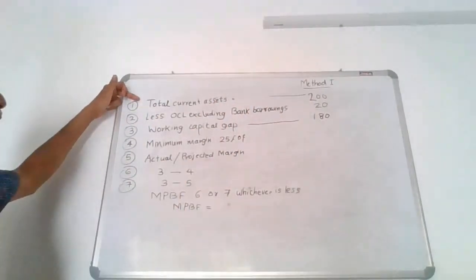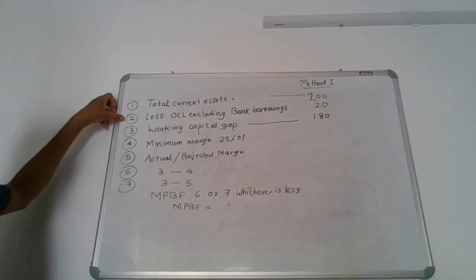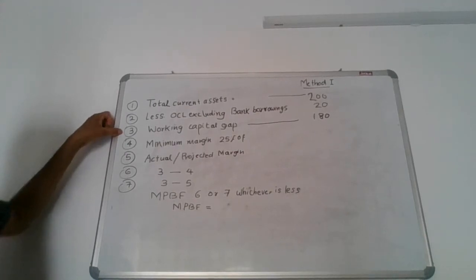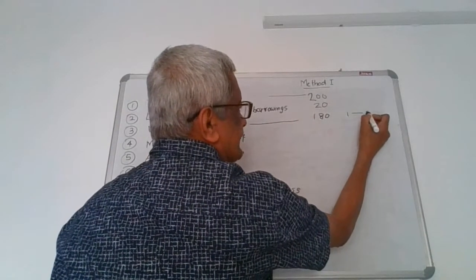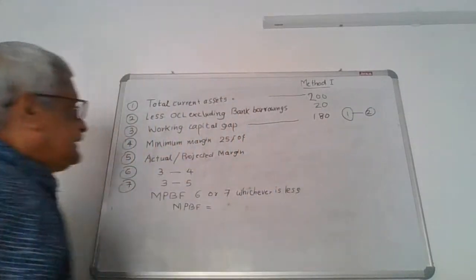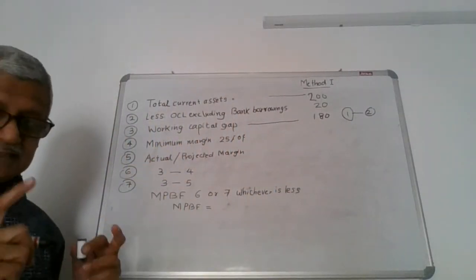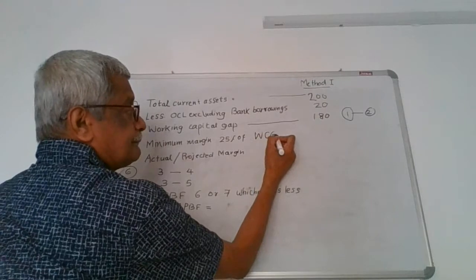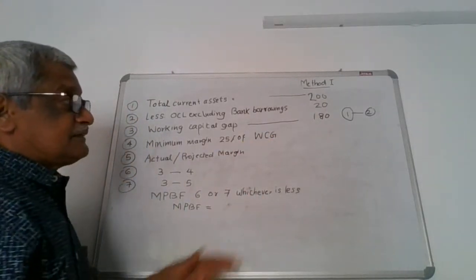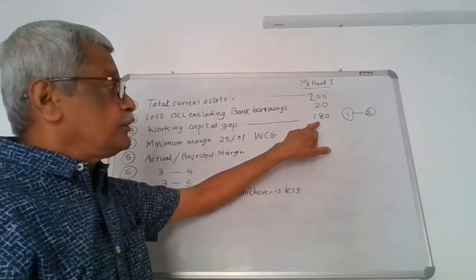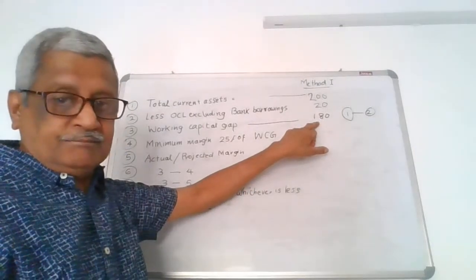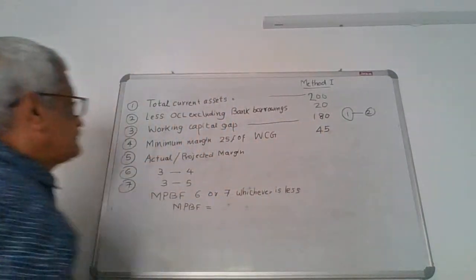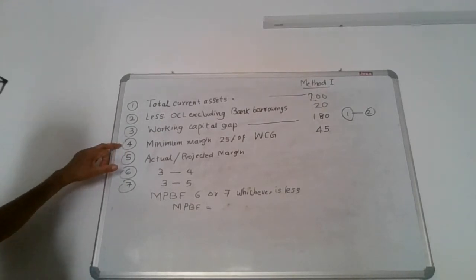Look here, I am marking the total current assets as 1, less other current liabilities excluding bank borrowing as 2, and the working capital gap is 3. 3 is equal to 1 minus 2. Now the minimum margin which the customer is to bring in. In method 1, it is 25% of the working capital gap. 25% of the working capital gap means he has to bring 25% of this 180, which works out to 45. Let that be marked as 4.